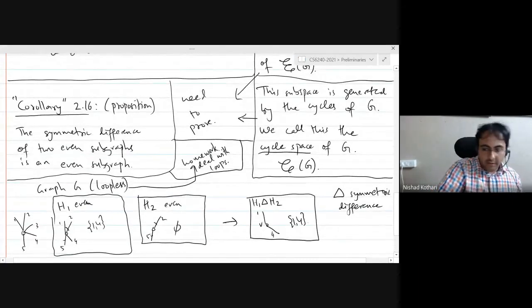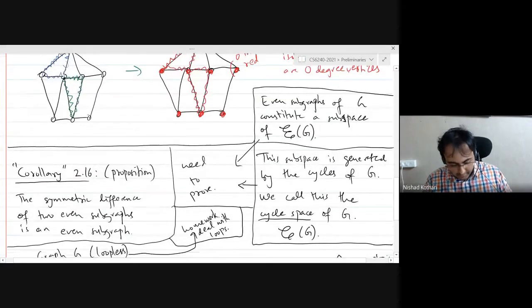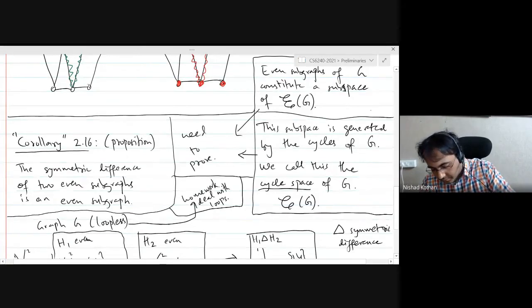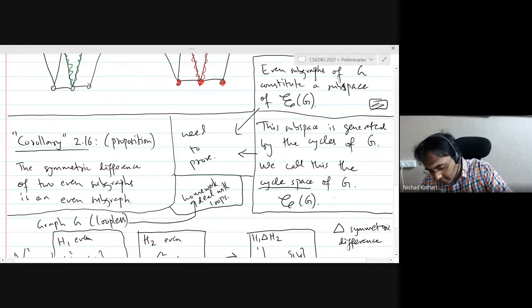So if we are done with this part, let me see. What we have proved so far is that the even subgraphs constitute a subspace, because their symmetric difference is yet another even subgraph. So this is done. And we still have not proved that it is generated by the cycles of the graph. We still need to prove that any even subgraph can be written as a symmetric difference of some cycles. So this still remains.